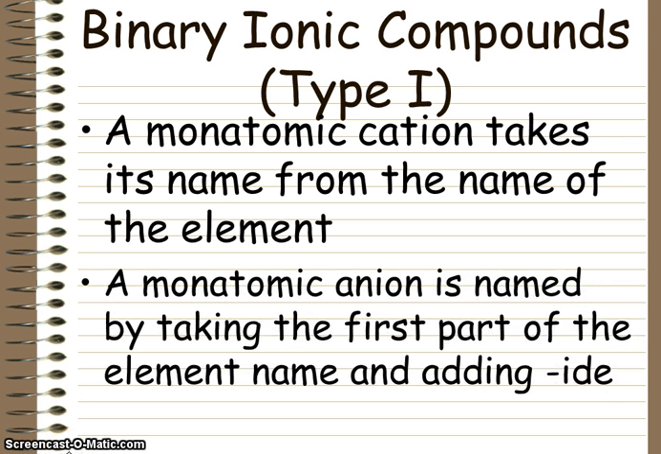But negative ions are a little bit different. If we look at monatomic anions, or negatively charged ions made up of only one type of atom, we're going to change the ending on the name of the element. We're going to take the ending on the element, drop it off, and replace it with "ide." So if we have a chlorine atom and it gains 1 electron, it will become a chloride ion. Or if we have an oxygen atom and it gains 2 electrons, we'll have an oxide ion.